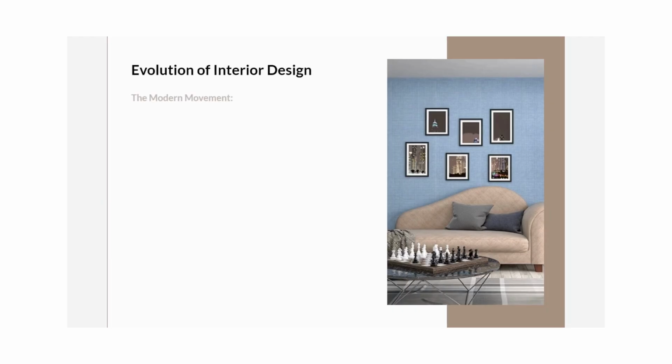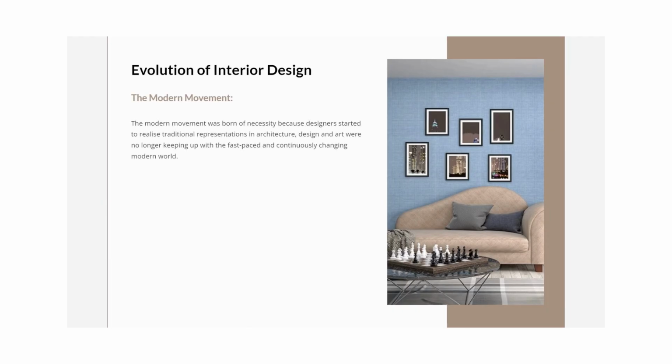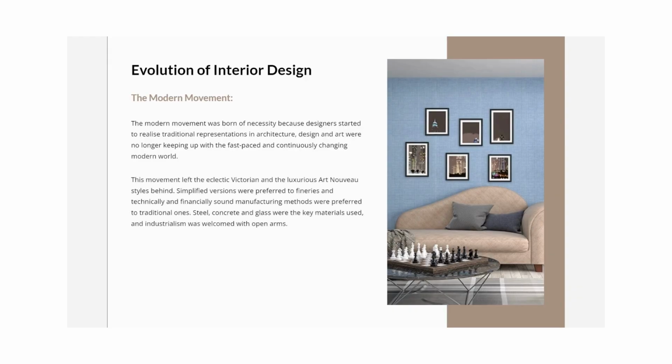The Modern Movement. The modern movement was born of necessity because designers started to realize traditional representations in architecture, design and art were no longer keeping up with the fast-paced and continuously changing modern world. This movement left the eclectic Victorian and the luxurious Art Nouveau styles behind. Simplified versions were preferred to fineries and technically and financially sound manufacturing methods were preferred to traditional ones. Steel, concrete and glass were the key materials used, and industrialism was welcomed with open arms.